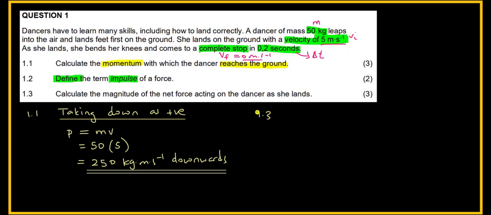1.3. Next, I want to calculate the magnitude of the net force. Calculate the magnitude of the net force acting on the dancer. So it's just the magnitude here. We won't need to state the direction. However, we need the direction for our calculations here. So we are still taking down as positive.